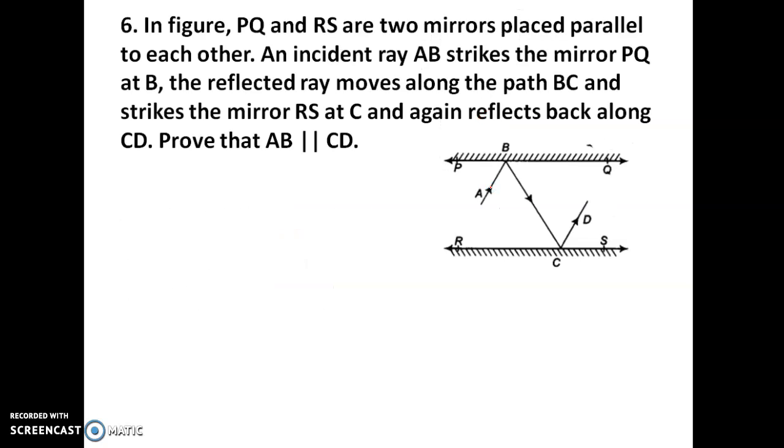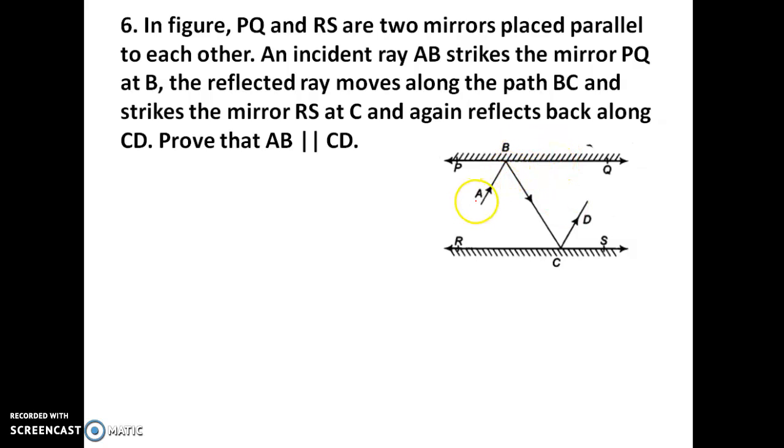Next problem. In the figure, PQ and RS are two mirrors placed parallel to each other. An incident ray AB strikes the mirror PQ. So this is the incident ray. It strikes the mirror at B and the reflected ray moves along the path BC. This is the reflected ray. Okay, and it strikes the mirror RS. This is one more mirror. First mirror this one, second mirror this, again this reflection is falling at C and again reflects back along CD. Prove that AB is parallel to CD.